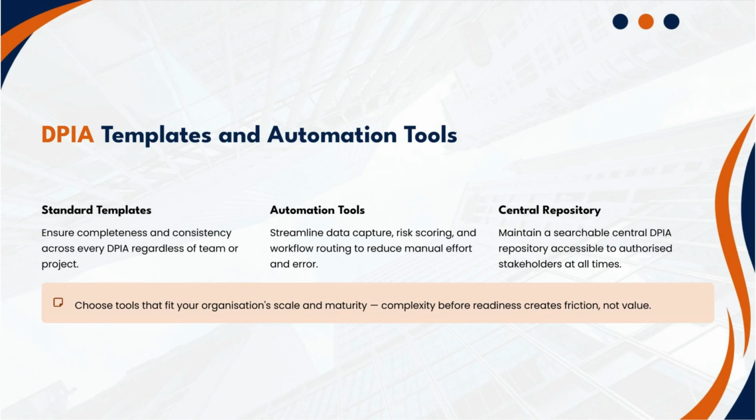Automation tools take it further. Dedicated privacy platforms can walk teams through the process, auto-generate parts of the report, link risks to systems, and even flag when a review is due. For organizations running many DPIAs, this is a genuine game changer. But here's the catch I always warn about. A template or tool is only as good as the thinking behind it. I've seen teams treat a template as a box-ticking exercise, filling it in mechanically without real analysis. That defeats the whole purpose. So use templates to guide your thinking, not replace it. Ask, am I genuinely assessing here or just filling boxes? Tools should support your judgment, never substitute for it.